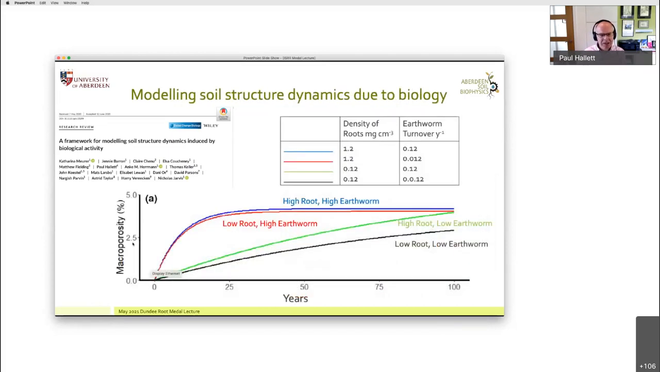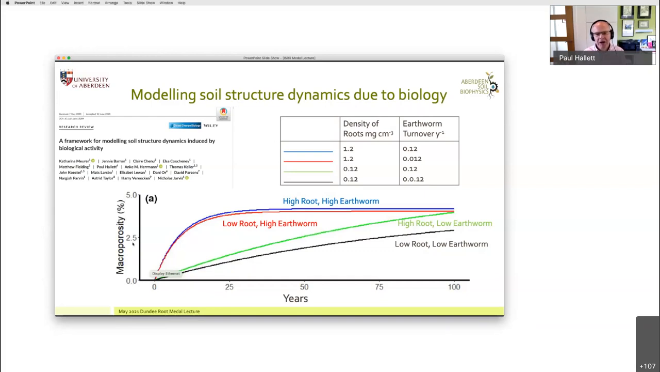And if we look at the results here, we have different scenarios. So the scenarios are very high root volumes or very high root occupancy, very high earthworm turnover of the soil, so up to 12% turnover per year, and then also scenarios where we've got lower amounts of roots and lower amounts of earthworms. Whenever you've got a lot of earthworms from the model, if we look at macroporosity as a proxy of soil structure, you can see we've got very rapid generation of soil structure. So it changes it very quickly. You'd expect that because of ingestion and casting production, which would change structure very rapidly.